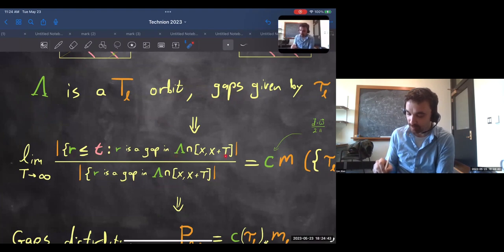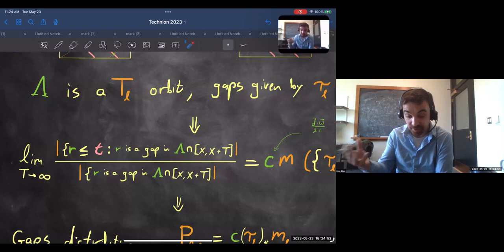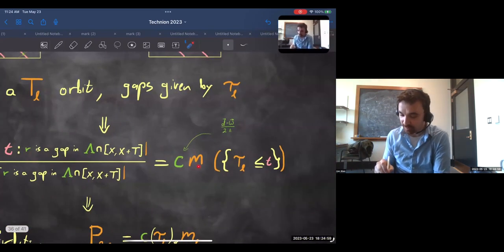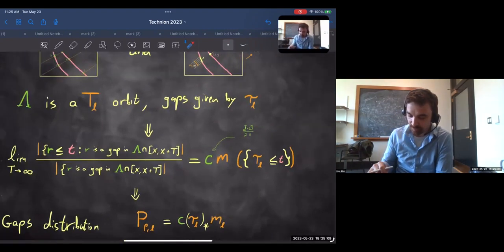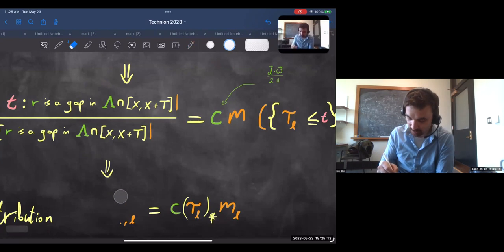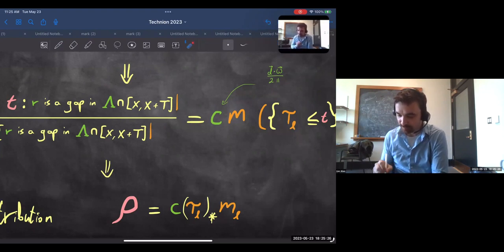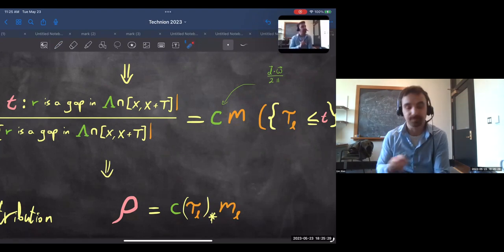So say that I want to know the number of gaps that I have in the interval x to x plus t, and say that I want to have some histogram, or ask how many gaps I have smaller than some t. Up to some constant, it's going to be the measure of the set where this little function is smaller than t. That is a different way of saying that the gap distribution, which I denote by rho, is the push forward of my measure by this function.